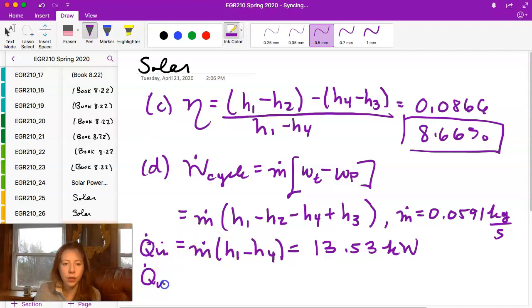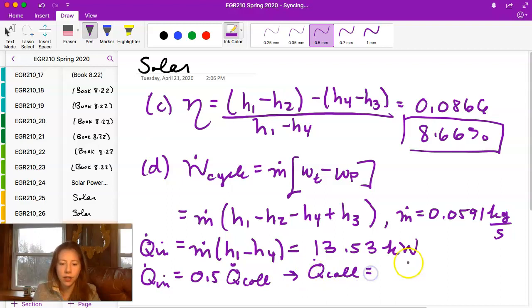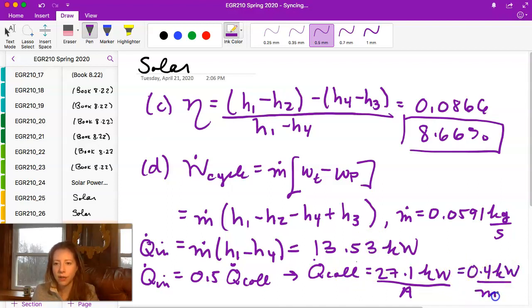And what we're trying to find is the area needed for the solar collectors. So Q into the plant is half of the energy, the radiation that actually reached the collectors. Okay, so that was given to us in the problem. And so we can figure out that the energy for the collectors is going to equal double Q in, which is 27.1 kilowatts, divided by the surface area of the collectors. And so we are given that per surface area, we have 0.4 kilowatts per meter squared. So we can just go ahead and solve for A, and we end up with area is equal to 68 meters squared.